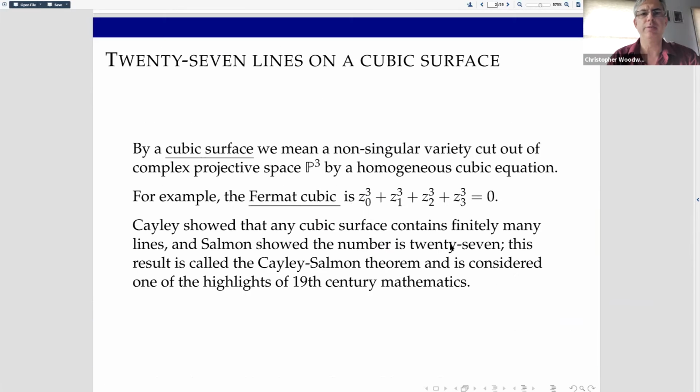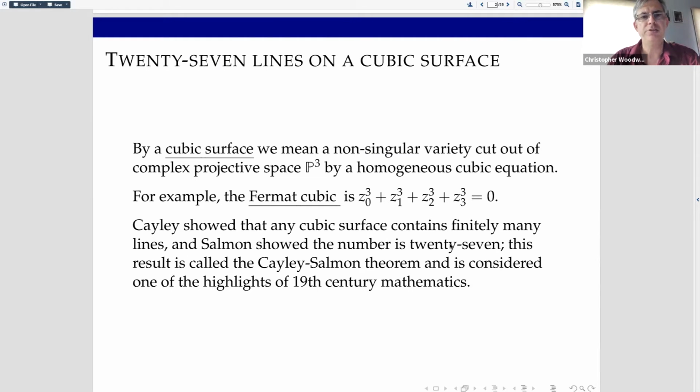By a cubic surface, we mean a non-singular variety cut out of complex projective space P3 by a homogeneous cubic equation. A particular example would be the Fermat cubic, which just means you take the cube of each variable and set that equal to 0.